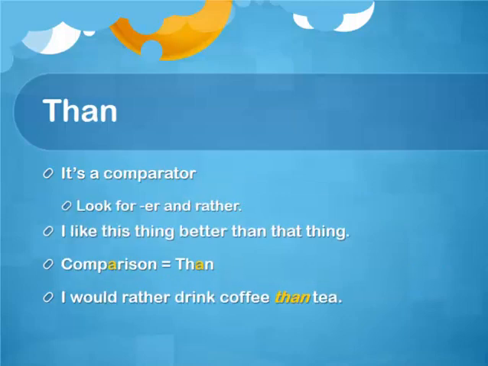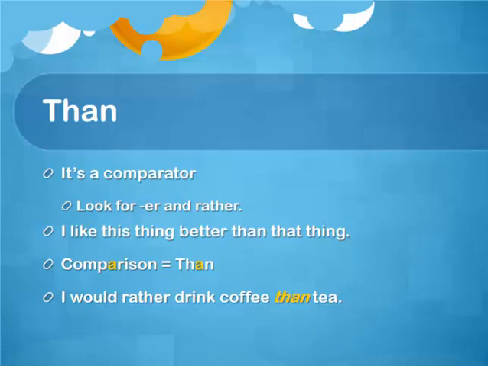Than, on the other hand, is a comparator, which means that we see it in sentences where you're comparing one thing to another, or if you're just comparing things in general. So if you look for words that end in ER, or if you see the word rather, then there's a really good chance that the sentence is going to use than with an A.